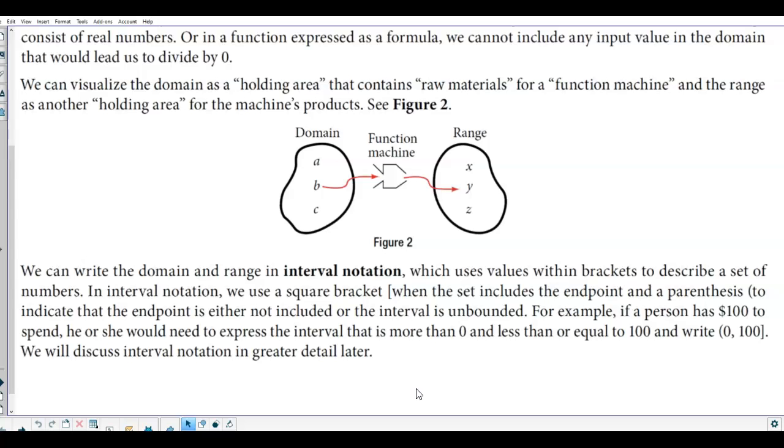So, for example, if a person has $100 to spend, he or she would need to express the interval that is more than 0 and less than or equal to 100, and we would write the following: parenthesis 0, 100 bracket. We will discuss interval notation in greater detail later.